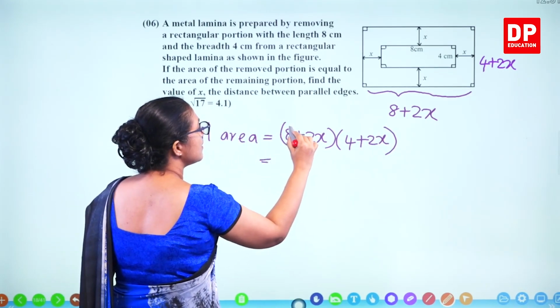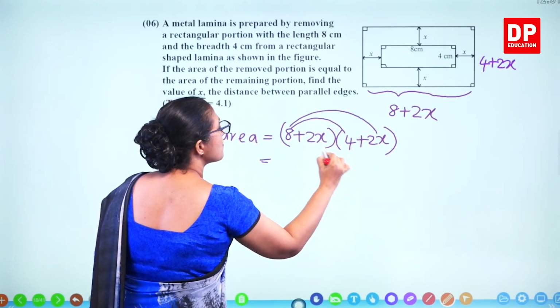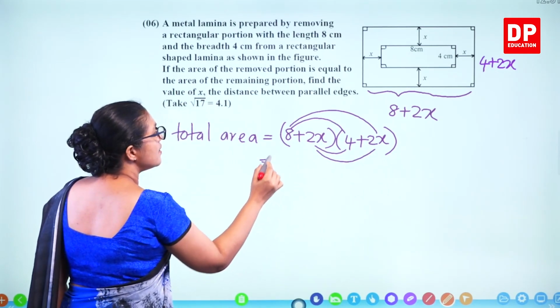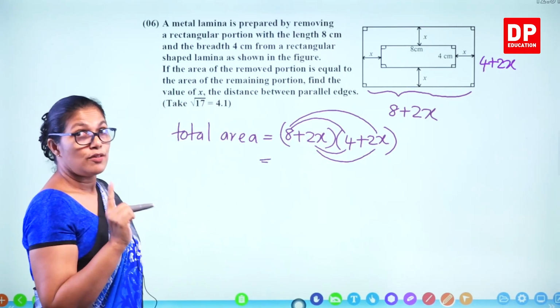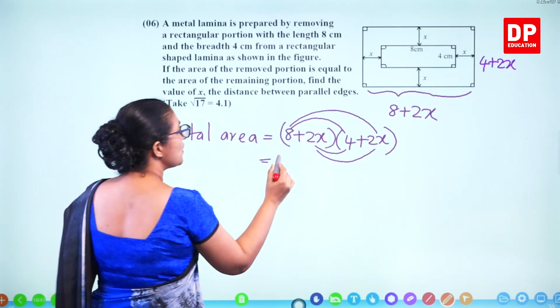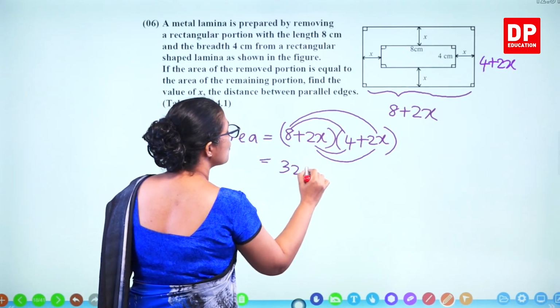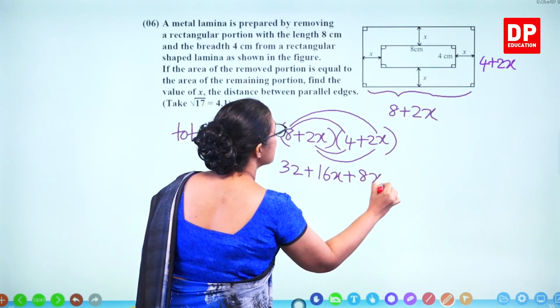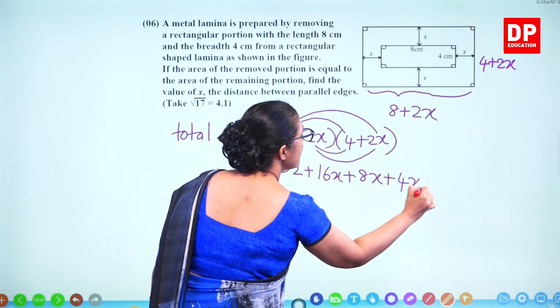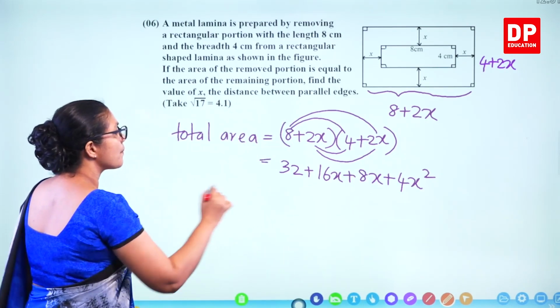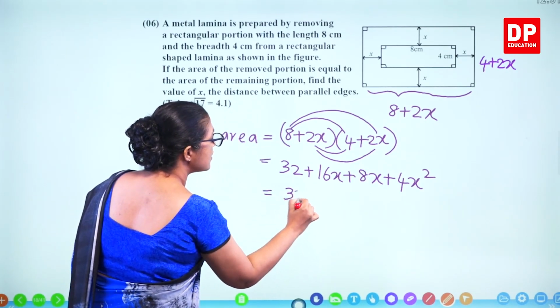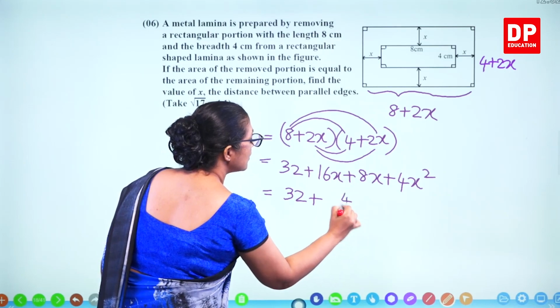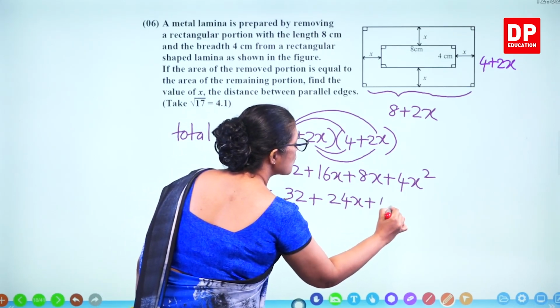Cross multiply and simplify, you can use FOIL. First with first, 32. 8 times 2x, 16x. And here 8x and 4x squared. When you simplify, you get 32 plus 24x plus 4x squared.